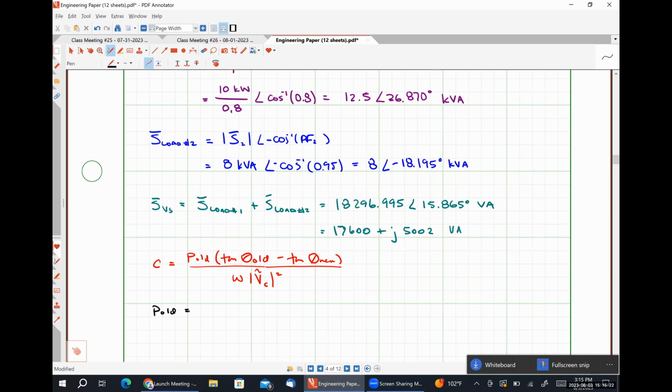10 kilowatts. So that is the average power absorbed by load number 1, but that is not the average power that's being supplied by our voltage source, and we're trying to correct the power factor of our voltage source.